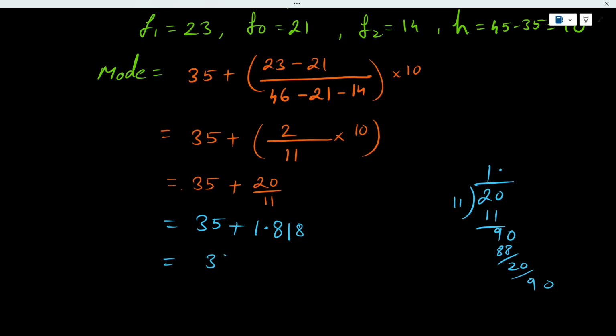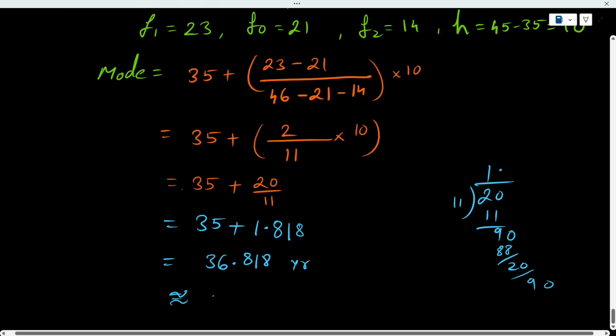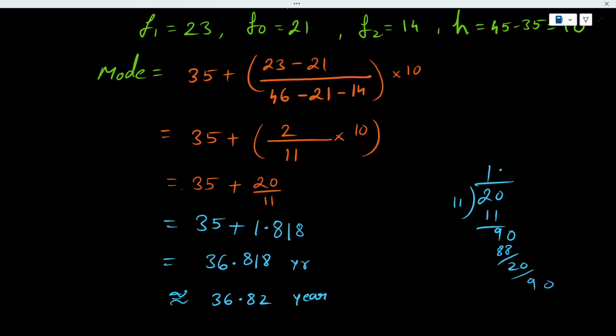That means it is going to be 36.818, right? This is in years, which is approximately here. What is the value here? You will write 36.82. Remember, you need to write it to 2 decimal places. This is in years, and this is the approximately symbol, not equals. This is approximate because it's a recurring decimal, not a terminating decimal. So you can write years, approximately, here, right?